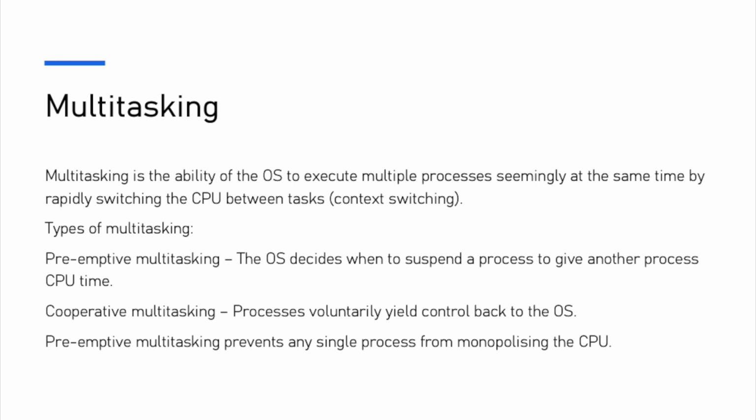There are different types of multitasking. There is preemptive multitasking, where the operating system decides when to suspend a process to give another process CPU time. And there's cooperative multitasking, where processes voluntarily yield control, or give up control, back to the operating system. Now, preemptive multitasking prevents any single process from monopolizing the CPU, which is essential to ensure fair distribution.